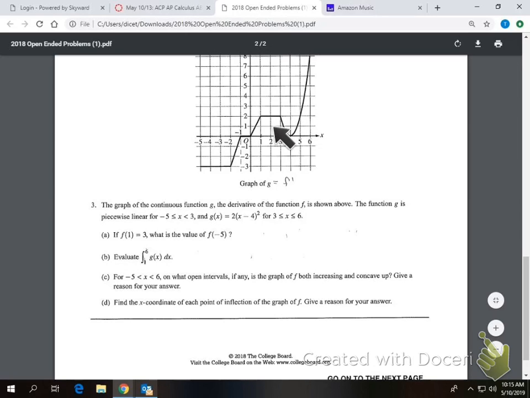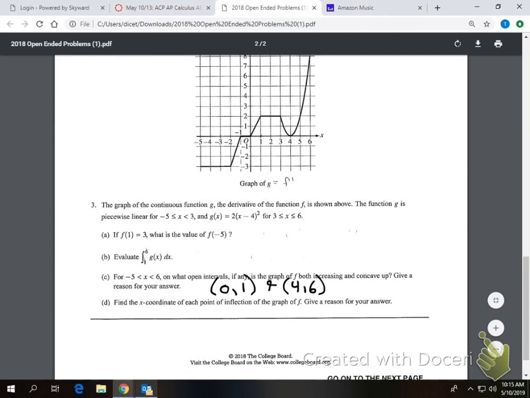Agree? How do I find concavity from the derivative? When the derivative is positive, it tells me increasing. I've got to go concavity now. When the derivative is increasing, that's concave up. Because what's the slope from 0 to 1? That slope is positive. The derivative of the derivative is positive. So my increasing and concave up would be from 0 to 1 and from 4 to 6. Let's write that down. From 0 to 1 and 4 to 6.